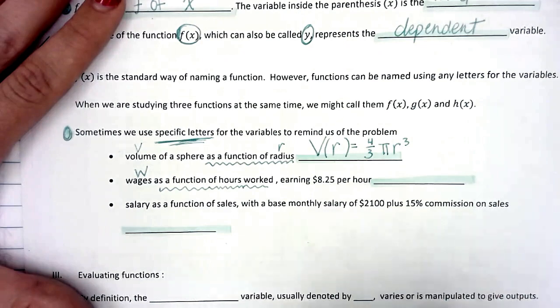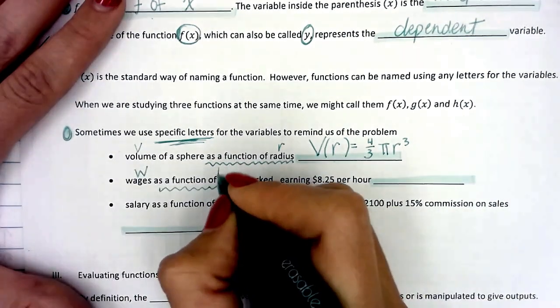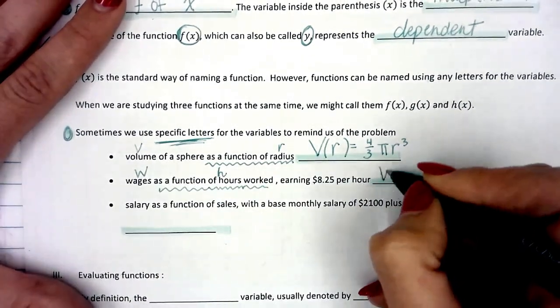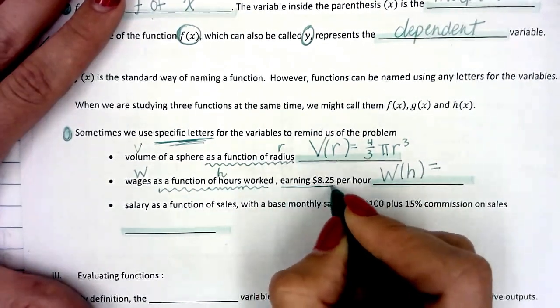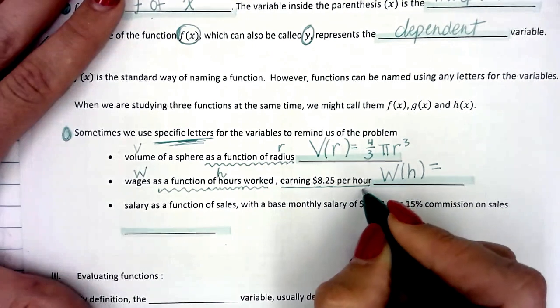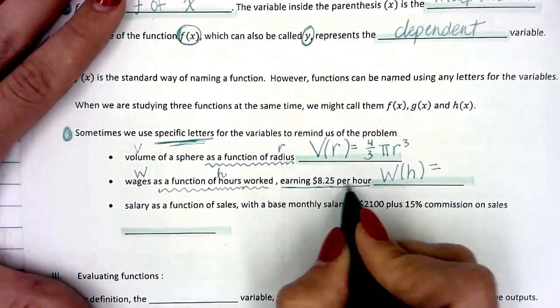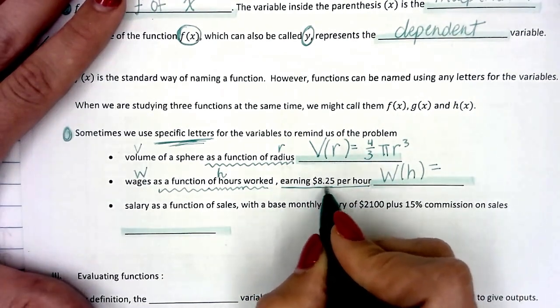Okay, v and r. Wages as a function of hours worked. So maybe we use W for wages and maybe H for hours worked. Well, that would be W of H. But we don't stop there. They gave us some more. Earning $8.25 per hour. This is sort of like miles per gallon, dollars per hour, except our units for dollars just happen to go in front of our number.